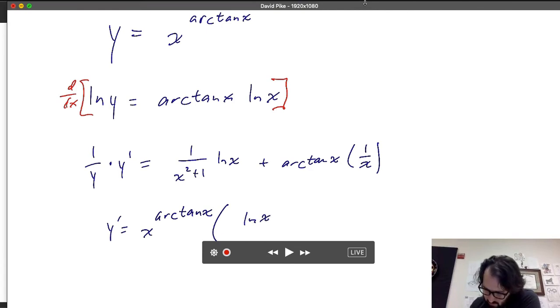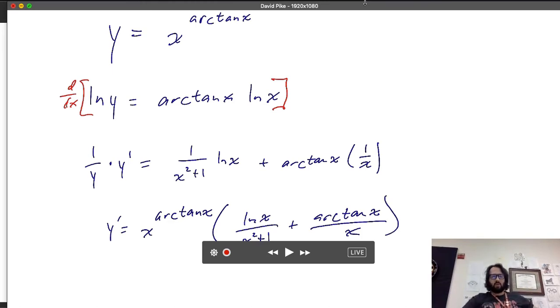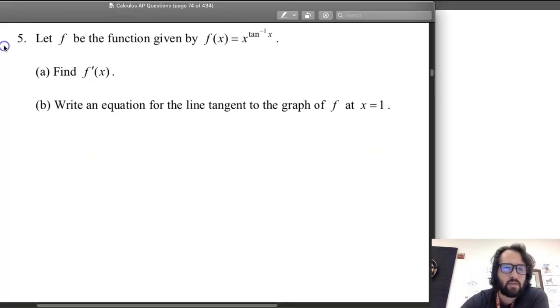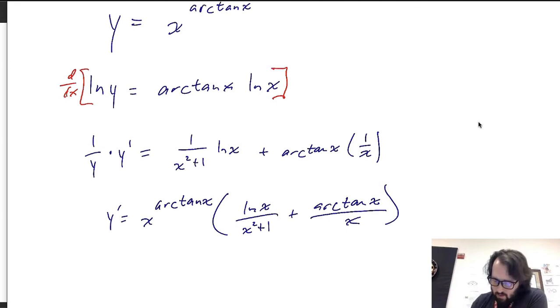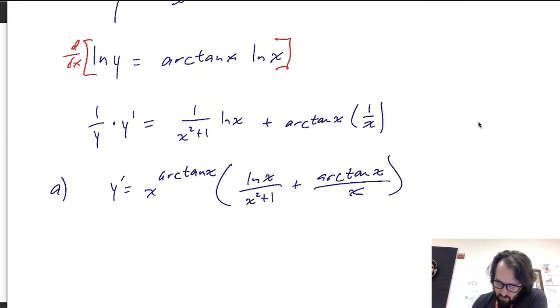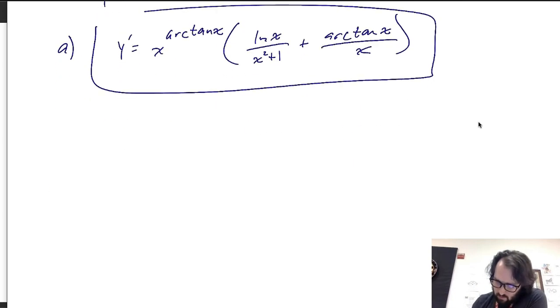So ln of x over x squared plus 1 plus arctangent of x over x. So not the prettiest thing in the world, but still not horrible, right? When it's all in terms of x, so that's pretty nice. And it was saying at x equals 1. So at x equals 1, here's the answer to part A. That's the answer to part A.